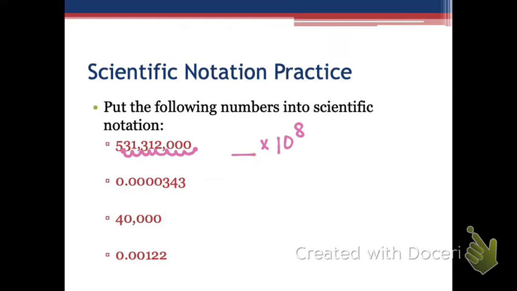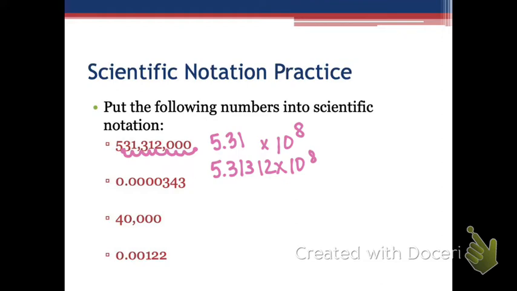But now I've got to figure out what number goes in front of there. Right? What do we think here? 5.31. And we can just stop it there. Right? If I want it to be really exact, I could say 5.31312 times 10 to the 8th. Right? These both represent the same number, but this one is much more exact, right? This one gives me much more exact.